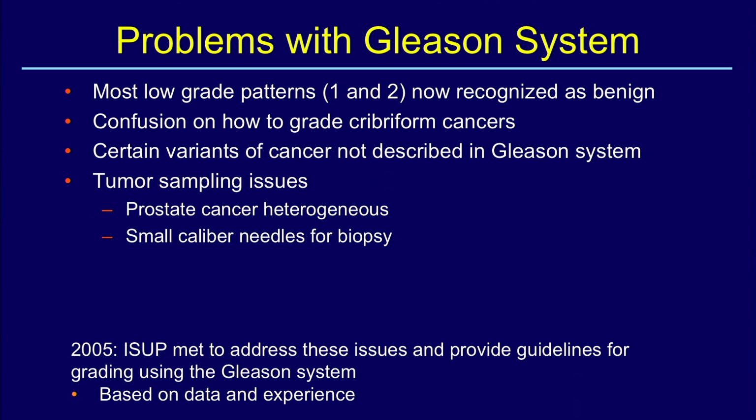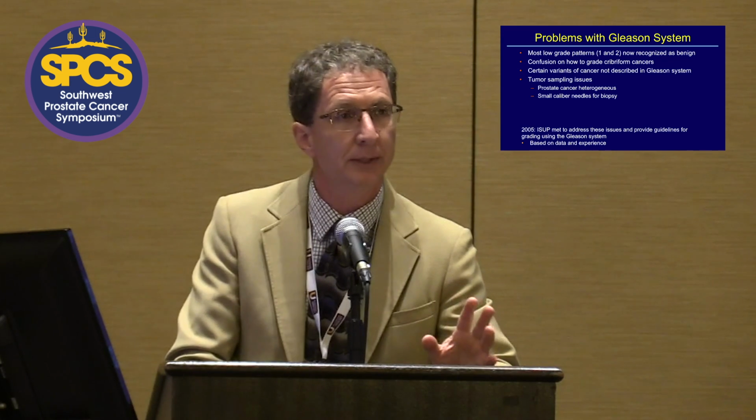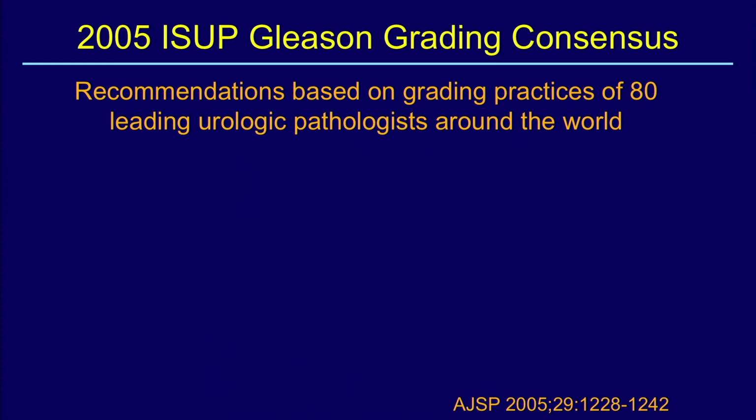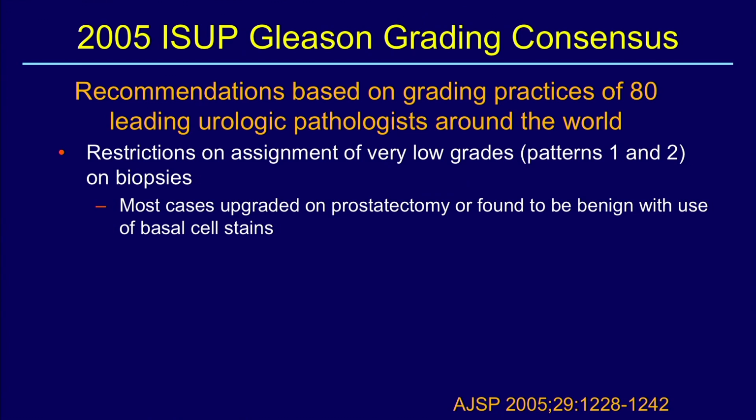So in 2005, it's well known now that the International Society of Urologic Pathologists, of which I'm a member, met to address these issues and look at guidelines for grading prostate cancer. Now, there's this misconception that we all met and changed everything. No, we really met to look at our individual experiences based upon data. And that is really where these recommendations came from. So the recommendations were based upon 80 genitourinary pathologists from all around the world, getting together and using their experience and data that was presented at the meeting to really help with this.